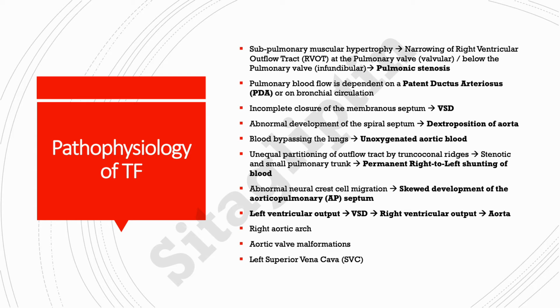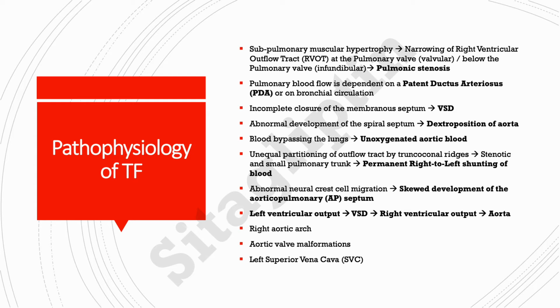Right? So if there is unequal partitioning of the outflow tract by the truncoconal ridges, which are also known as the bulbar ridges, there would be stenosis of the pulmonary trunk. Alright, and the pulmonary trunk would be small, and this would eventually lead to right to left shunting of the blood.